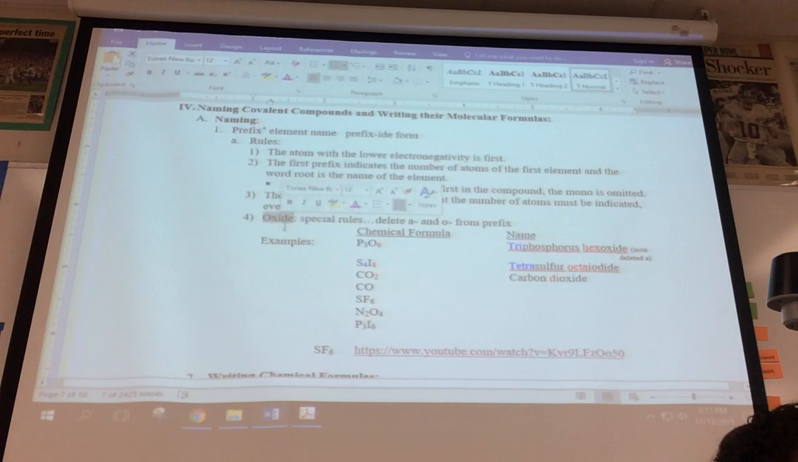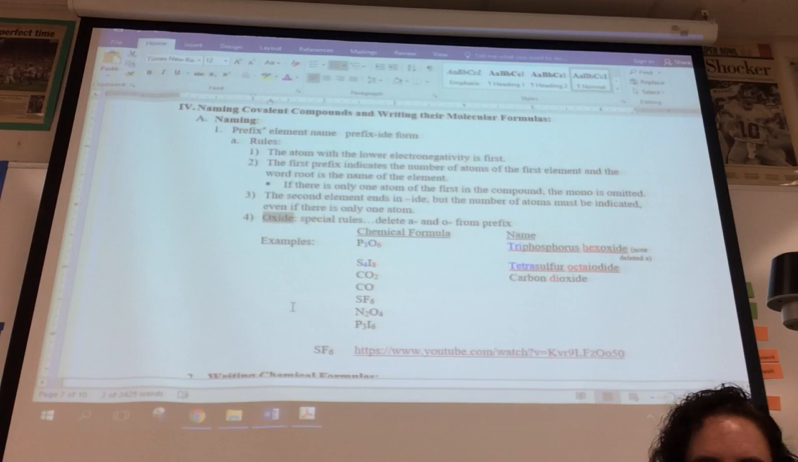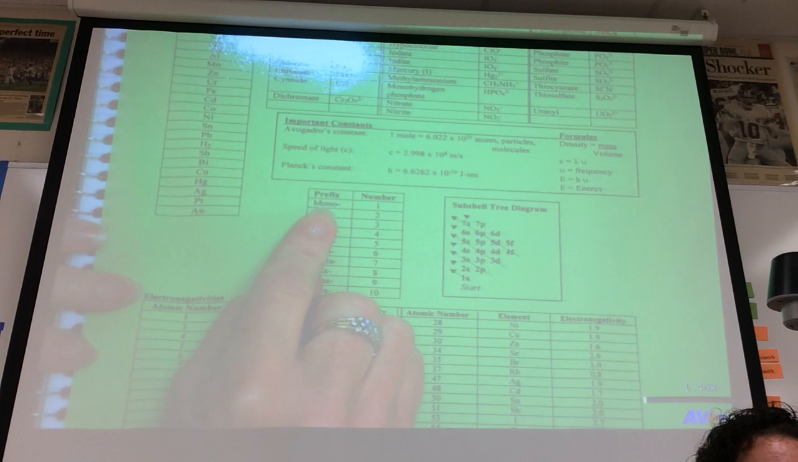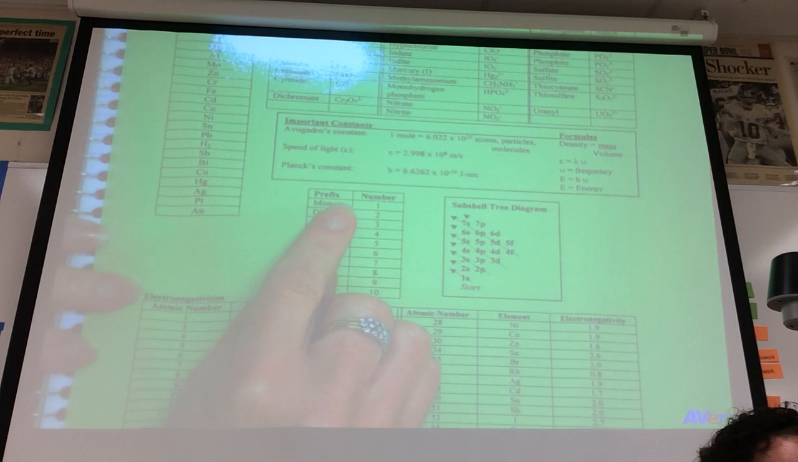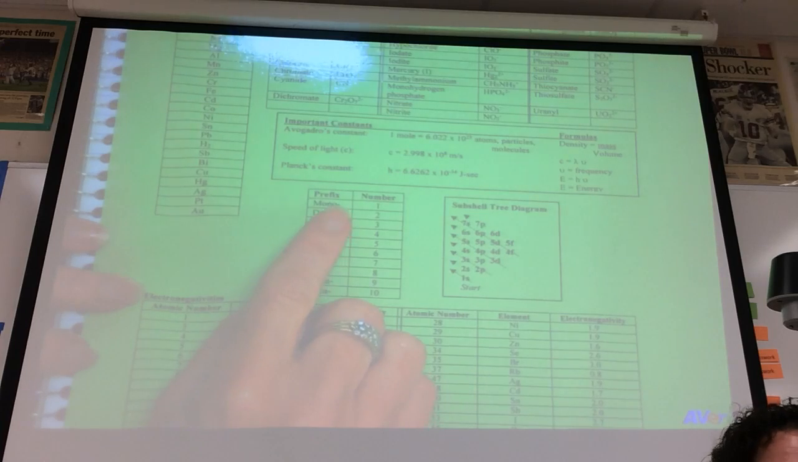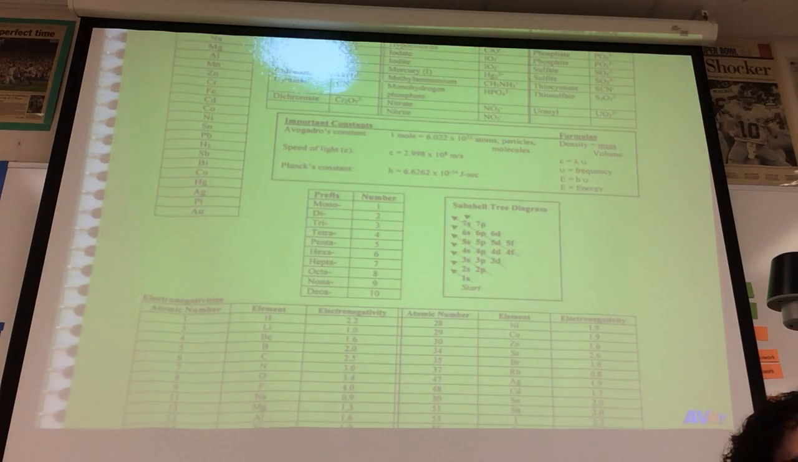With oxide, be careful. You must delete the A or the O from the prefix. So for example, we've got those prefixes here. You don't say monoöxide, you just say monoxide. So if the prefix ends with O, just lop it off and then oxide. Tetra, penta, hexa all end in A. You don't say tetraoxide, you say tetroxide. So you'll take the A off. So you'll always take the A or the O off the prefix if it's oxide.